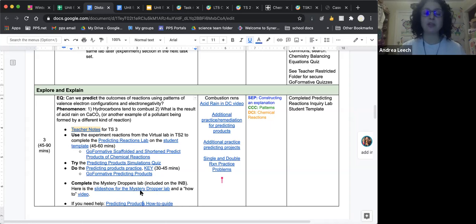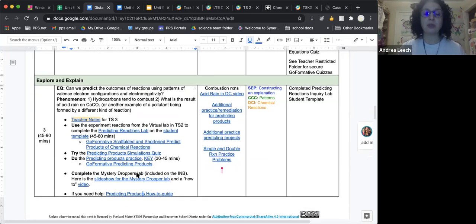I recommend doing both because students often struggle a little bit with predicting products, and a little more practice helps. Then there's this predicting products activity. There's a quiz and a key for having them work through it, and they usually need a little help to get started and support on that. So that's usually a good live activity.